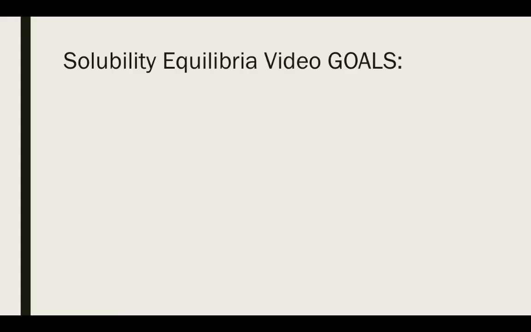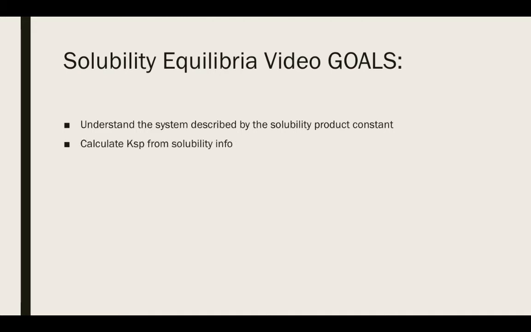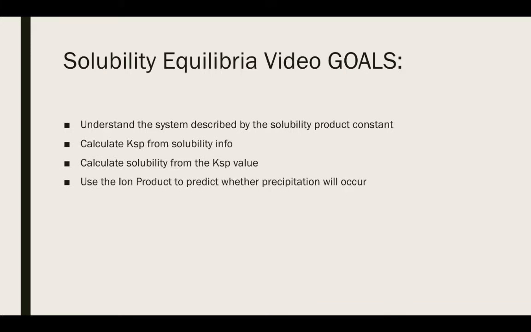This video looks at solubility equilibria. By the end of this video, you should understand the system described by the solubility product constant, be able to calculate KSP from solubility info, be able to calculate solubility from KSP values, use the ion product to predict whether precipitation will occur, and understand the common ion effect.